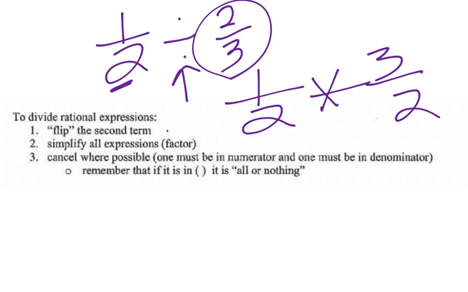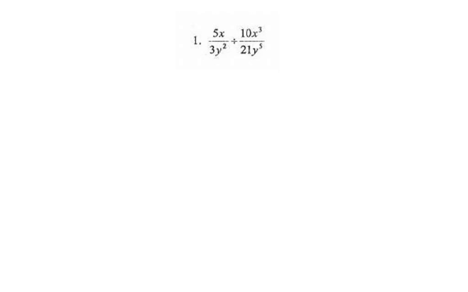Remember that to cancel, you've got to have 1 in the top, 1 in the bottom. They can be at a diagonal or straight up and down. They just cannot be horizontal. Remember, if you have parentheses around it, it's all or nothing. You cannot cancel part of it. So factoring, if you only have 2 terms, remember to look for a difference of squares or a greatest common factor.